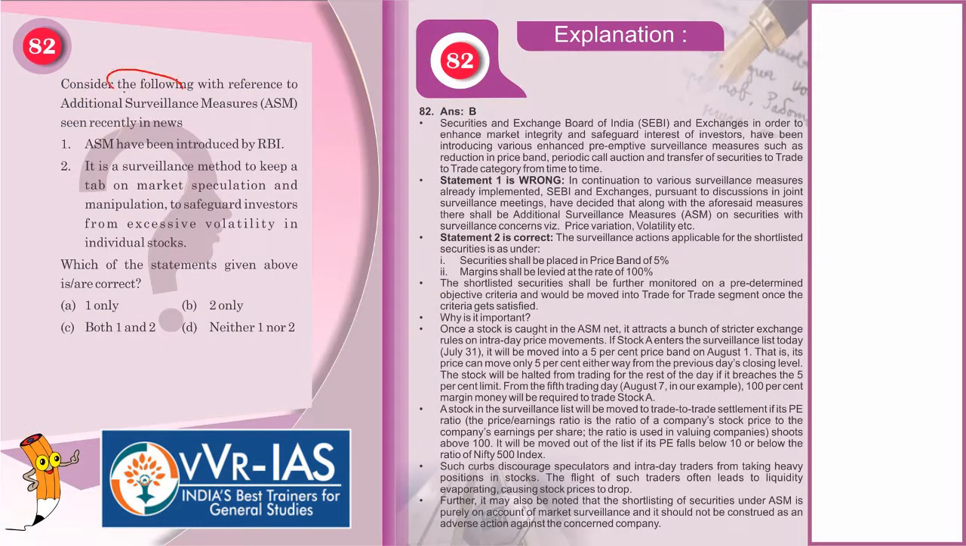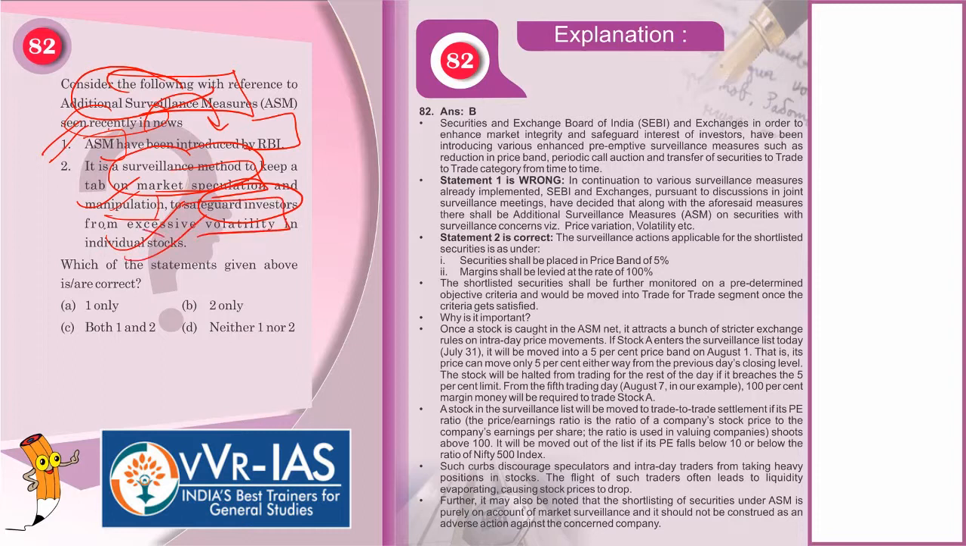82. Consider the following with reference to additional surveillance measures recently seen in news. ASM have been introduced by RBI. It's a surveillance method to keep a tab on market speculation and manipulation to safeguard investors from excessive volatility in individual stocks. Okay, so what are these additional surveillance measures? See, you need not go into all these unnecessary details. These would not be relevant from the perspective of UPSC.